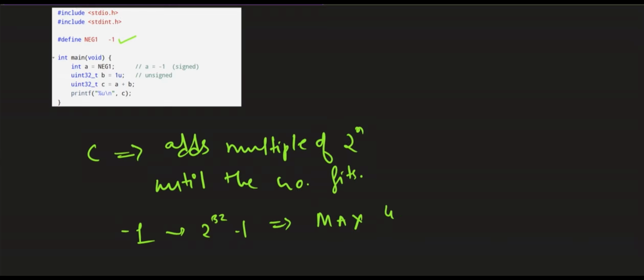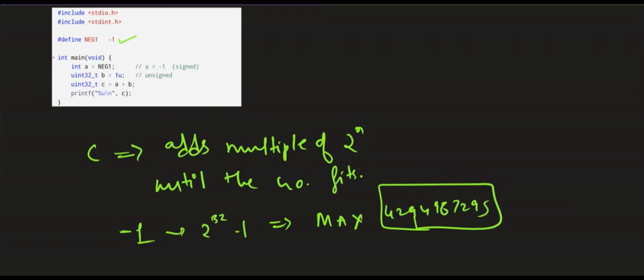Okay. So the max value is what? 4294967295. Okay. So internally it is converted to the max value when we do minus 1. Now the expression here is NEG1 plus 1U. So NEG1 is minus 1, plus 1. So what is happening, guys? Can you guess? Any guesses?